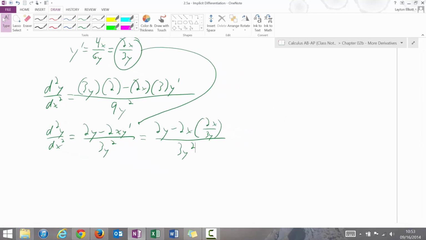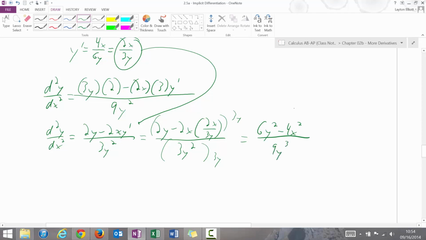So that was almost kind of pointless to try to clear the 3's, because now I just have to worry about that multiplying through by 3y. And I do want to clean this up a little bit by multiplying this and this by a 3y to get rid of that. So what I'm going to end up with is 6y squared minus 4x squared over 9y cubed. And that's the second derivative.